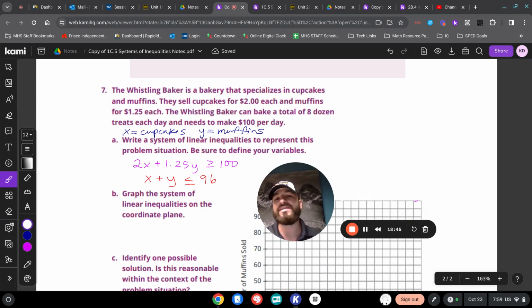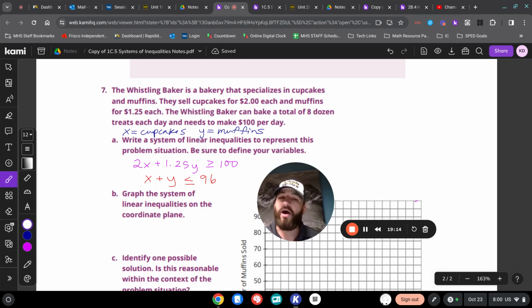And the second piece of information they also tell us is that the Whistling Baker can bake a total of 8 dozen treats each day. So that can bake a total. That means it can get up to 8 dozen, but it can't make any more, probably, because of their ingredients or their constraints. So the total number of cupcakes plus the total number of muffins can't exceed that 96. So x plus y has to be less than or equal to 96, makes the most sense.